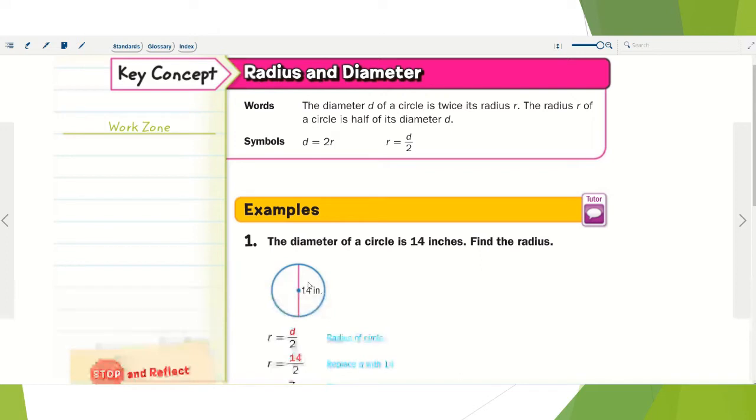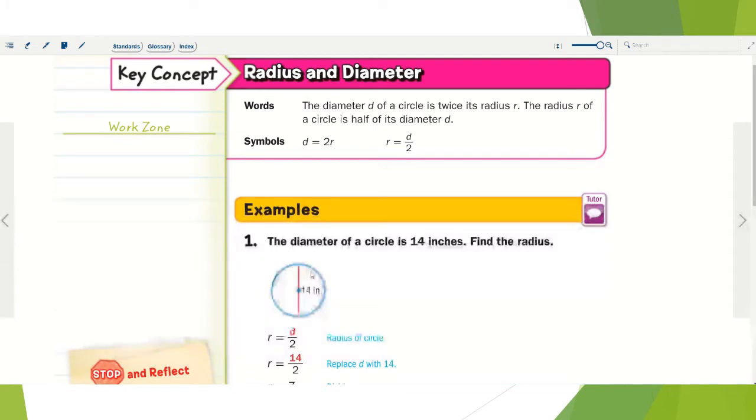The circumference is basically your distance around that circle. Very similar to the word perimeter that we would use with squares or rectangles, parallelograms and such. But when we're referring to the outside of a circle, we call that the circumference.